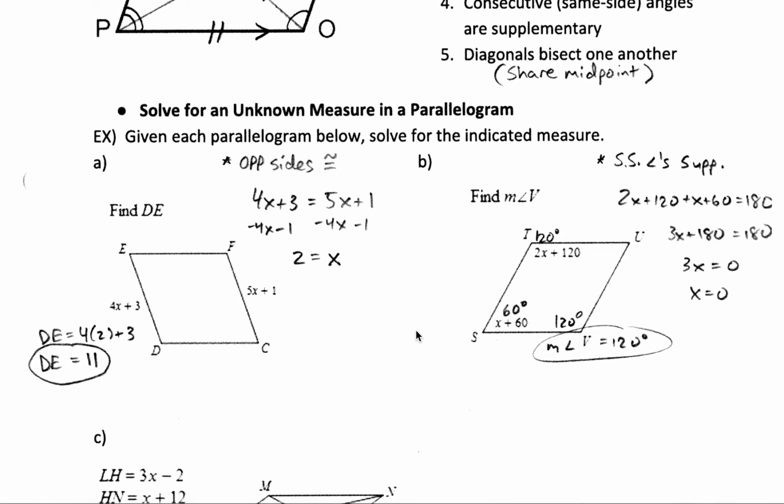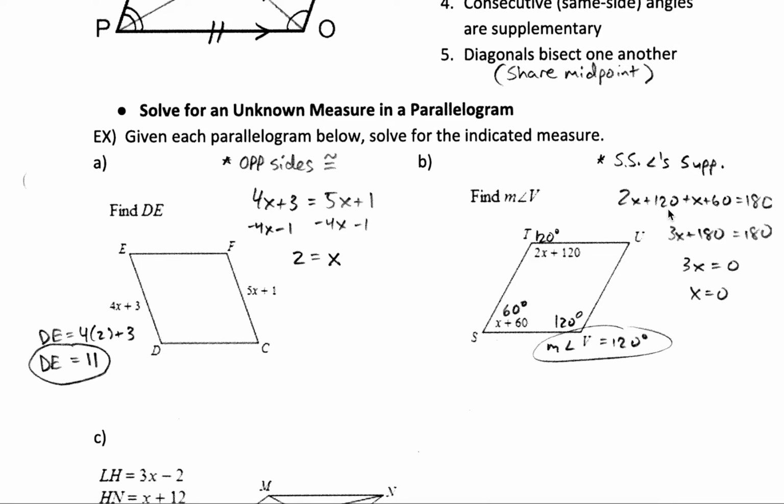On over to part B. Let's take a look at the pieces involved here. We're given some angle measures, and we're given angle measures of angles that are on the same side. So we're going to use that property that says that same side angles are supplementary or add up to 180 degrees. So we're going to combine our expressions here and set it equal to 180.